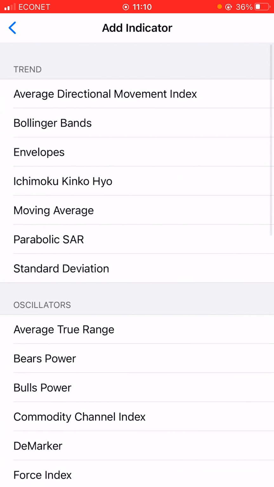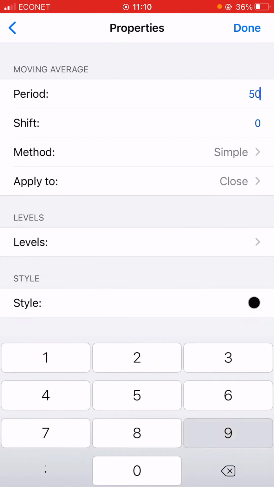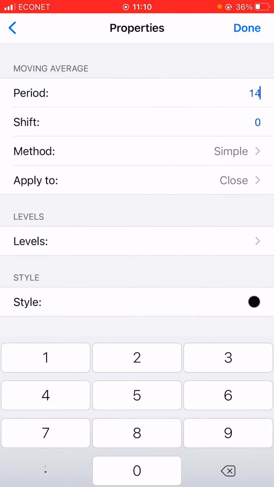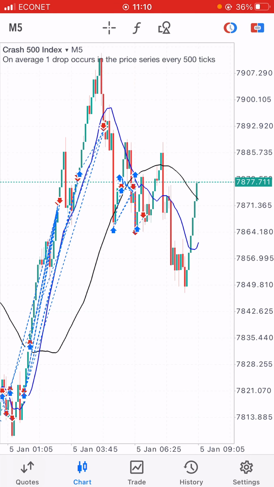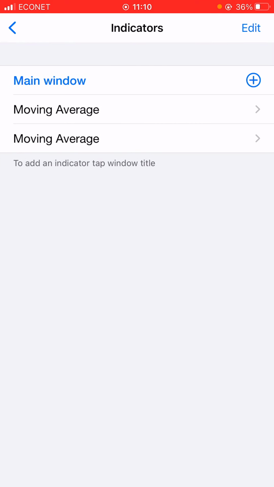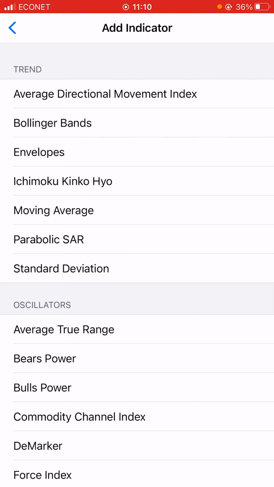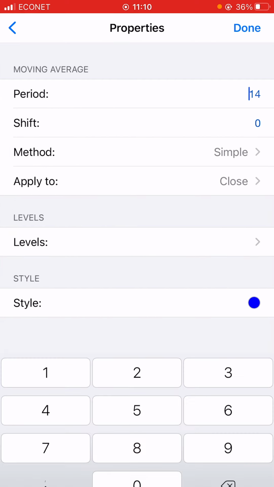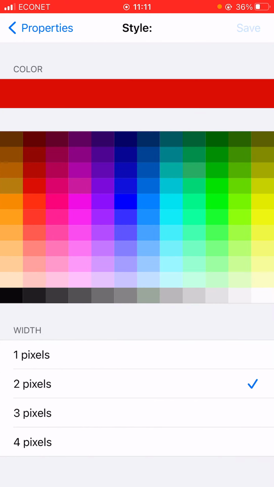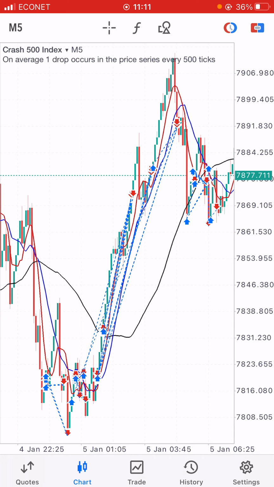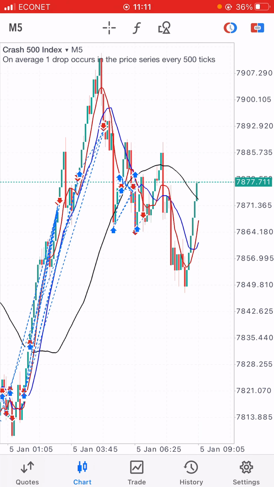Second indicator that I want is a moving average, and then it should have a period of 14 this time. So I'm just going to change to 14. Everything else remains the same, and then I want a color of blue, and then I'm going to click done. Now I have a blue line right there, and then I also need a moving average of period of 7, right? We have a 7 moving average, and then the color I want it to be red. So now I have my first part complete. I have my 3 lines, the red, the blue, and the black.